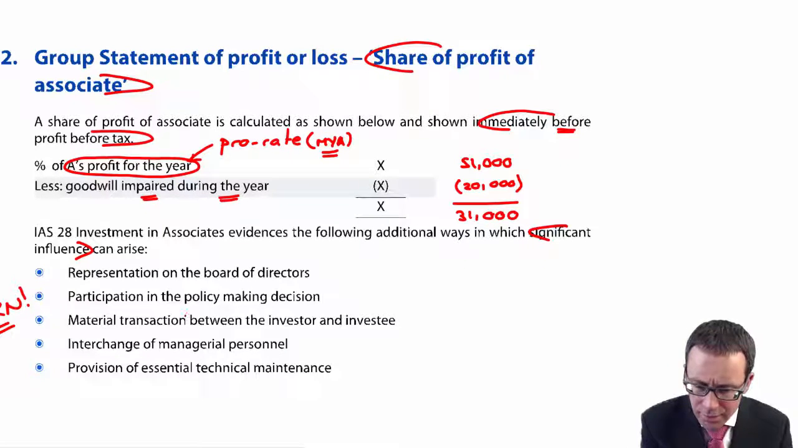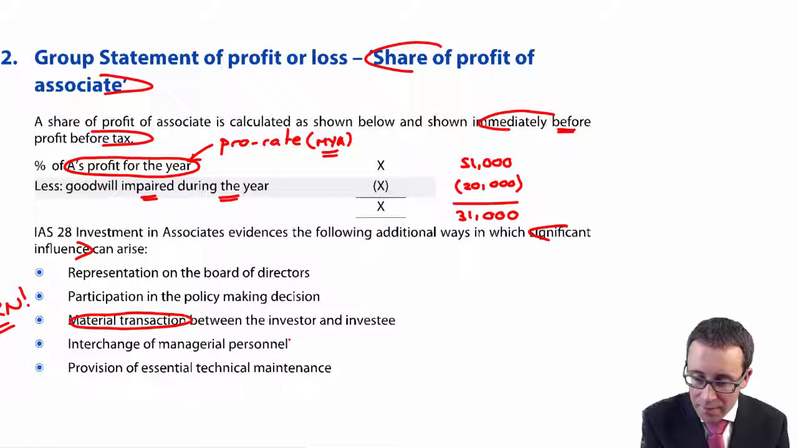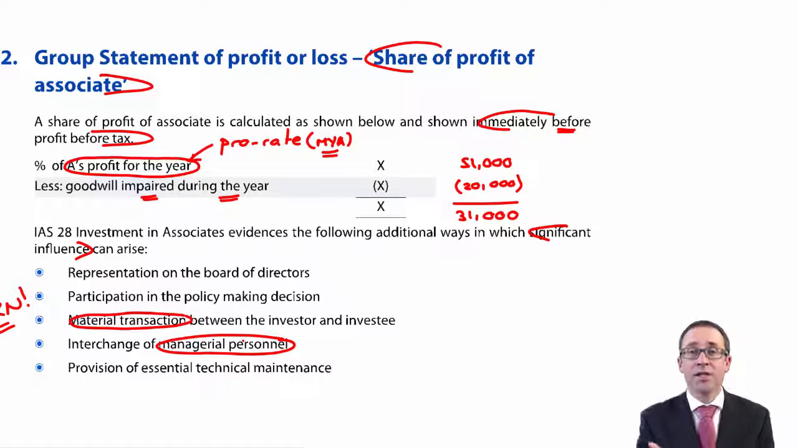Material transactions: if there are big transactions taking place between yourself and the business that you have an ownership in, even though it's 19.9%, it sounds like you have influence, because the volume and the size of the transactions is significant, and it would only be significant, presumably, if you had influence. Likewise, maybe there is an interchange of managerial personnel, so you have supplied some of the management to that associated company, and therefore if your management is involved, they must be able to have influence, mustn't they?